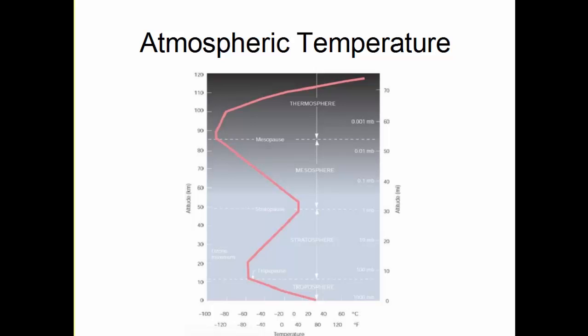Now, one of the things that ozone will do is it will absorb ultraviolet radiation. The spectrum of sunlight that's ultraviolet, which is very short-wave radiation, is mostly absorbed by the ozone. When the ozone absorbs the ultraviolet light, it heats up. So it heats the surrounding air. And that's why we see a temperature increase in the stratosphere.